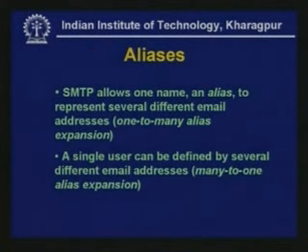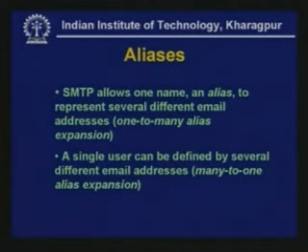Aliases, that means different names for the same person. SMTP allows one name, an alias, to represent several different email addresses. This is one-to-many alias expansion. A single user can also be defined by several different email addresses. So, this is many-to-one email expansion.